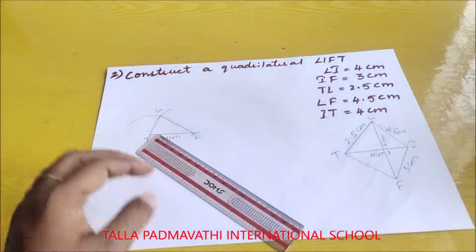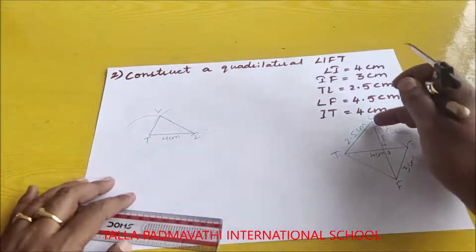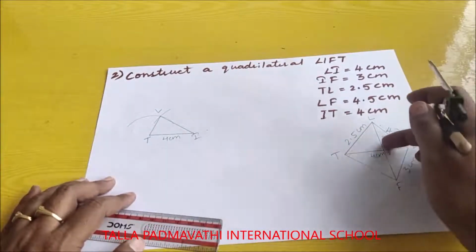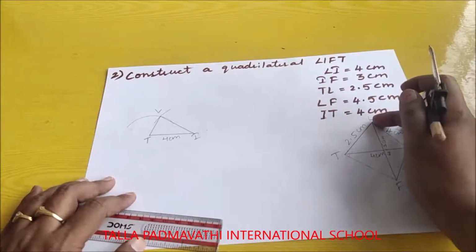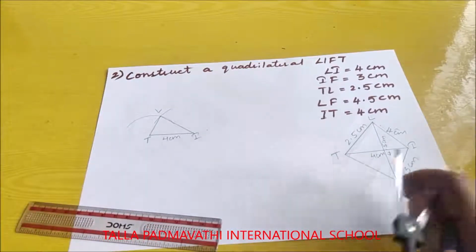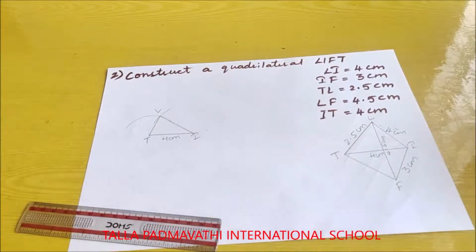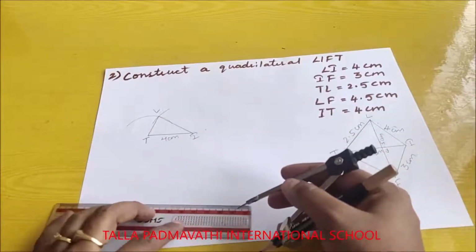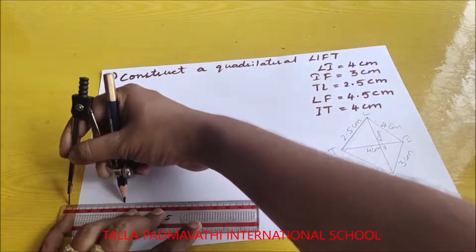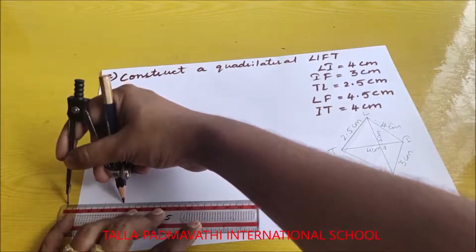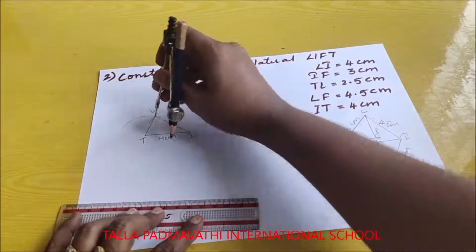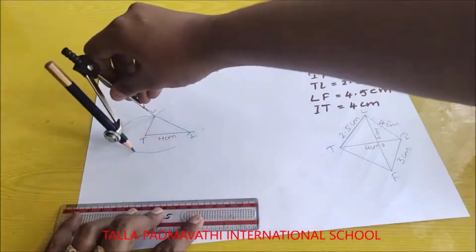Okay. And next, we are having the another diagonal, that is LF, children. So LF is 4.5 centimeters. Now with L as center and radius 4.5 centimeters, you need to draw an arc below the diagonal TI. So see here, children, you need to take the radius as 4.5 centimeters. With L as center, you need to draw an arc.